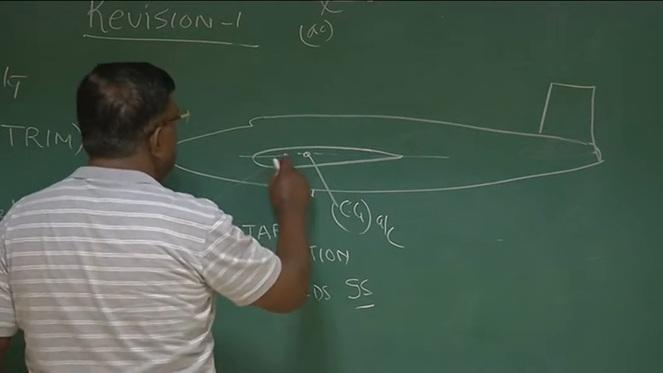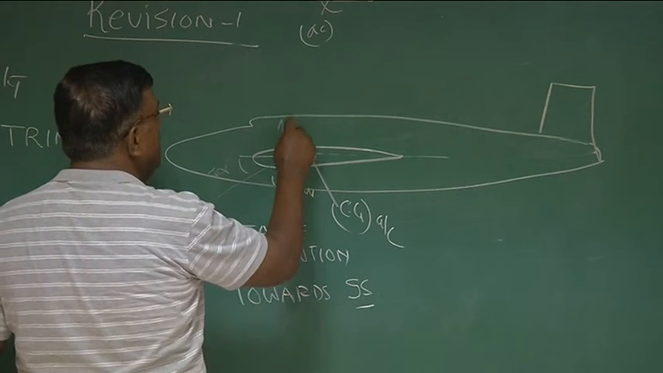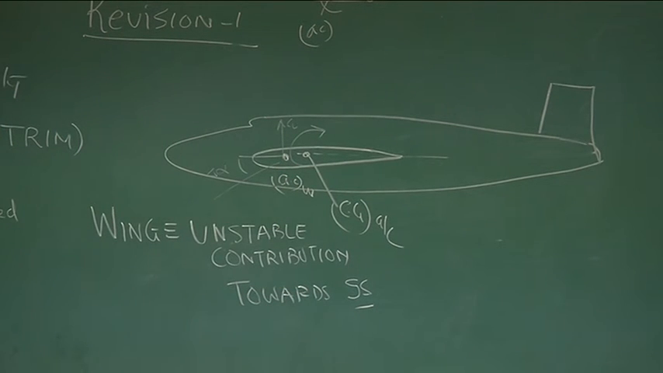If there is an alpha disturbance, there will be a CL here. This CL will give nose up moment. It will further increase the angle of attack. So the wing will provide unstable contribution as far as static stability is concerned.